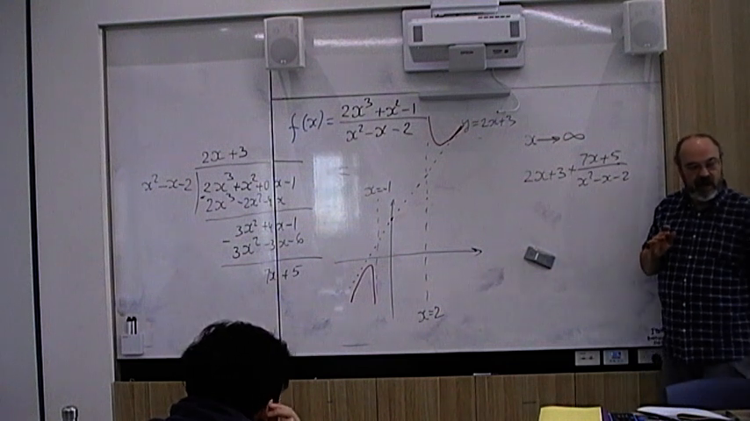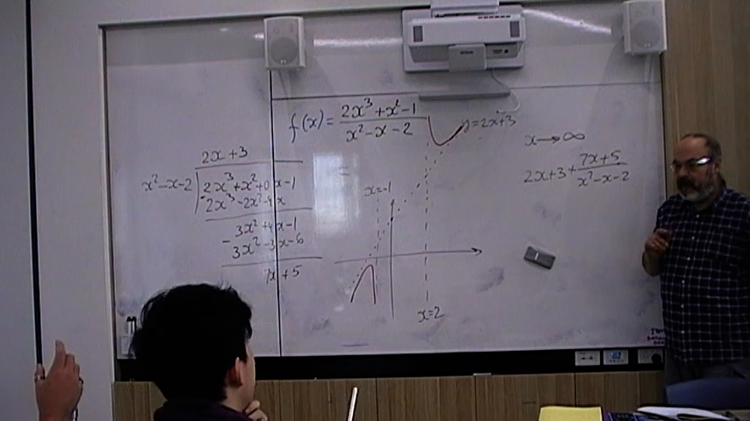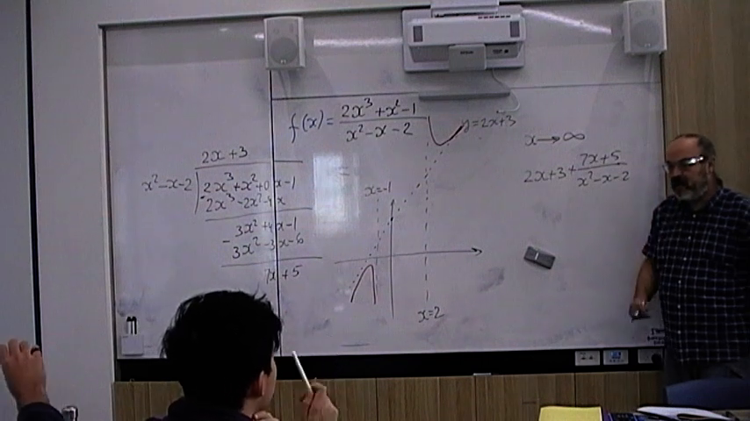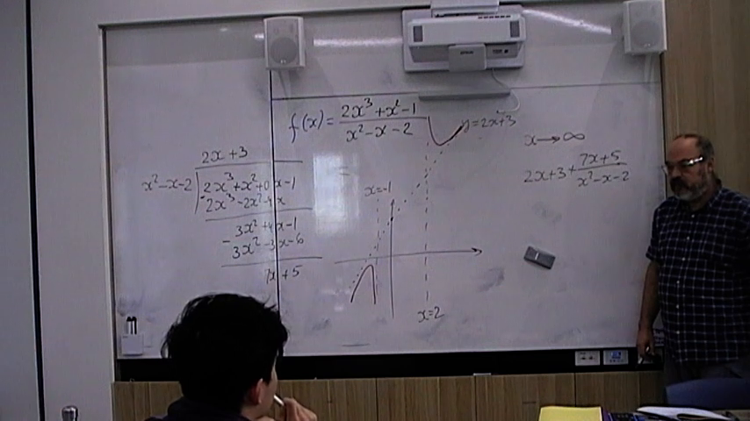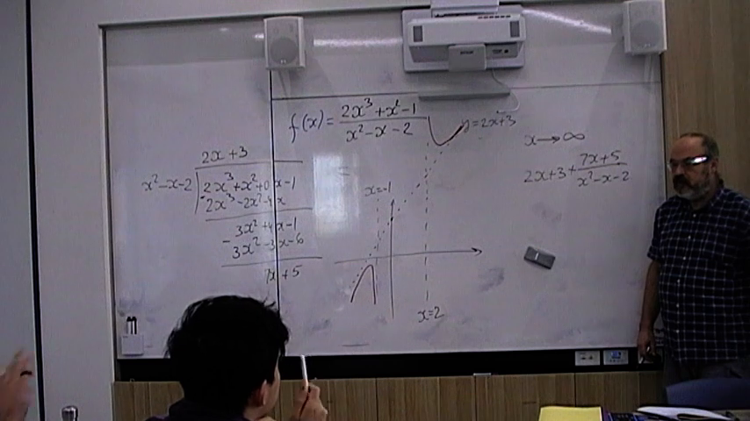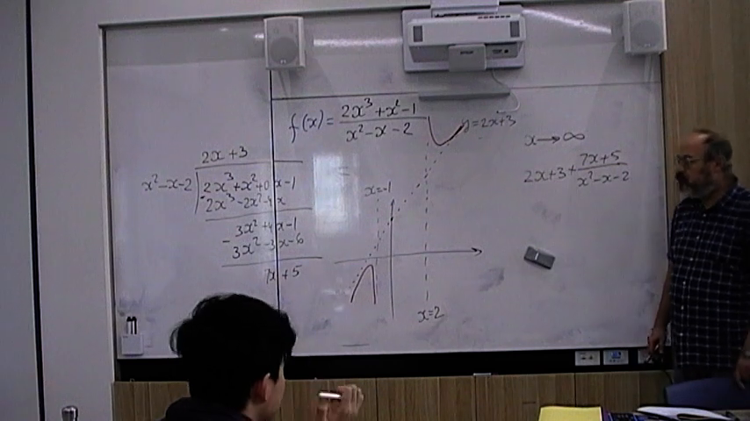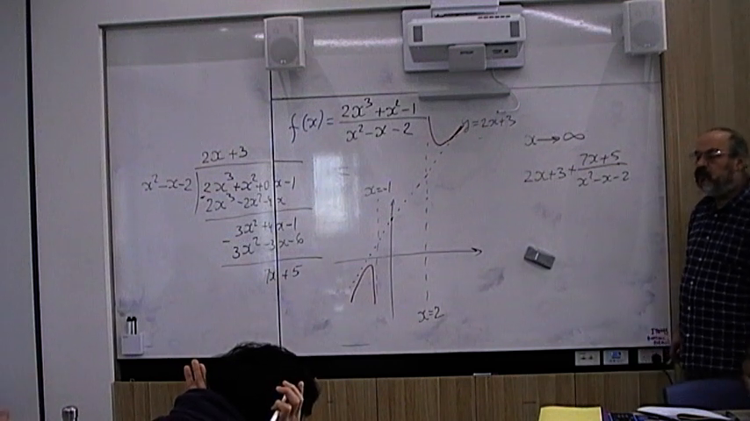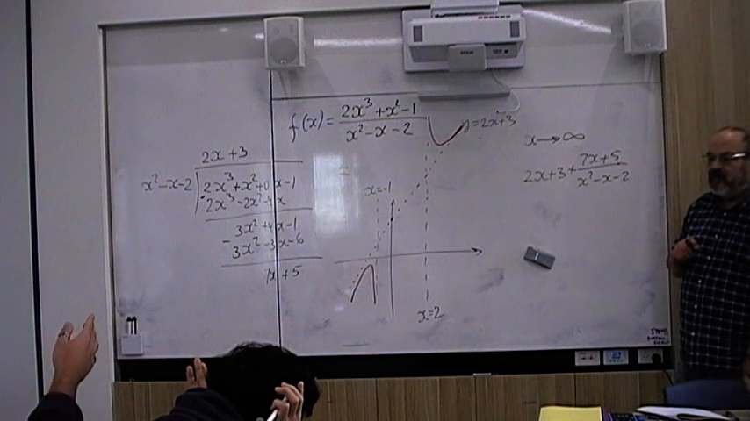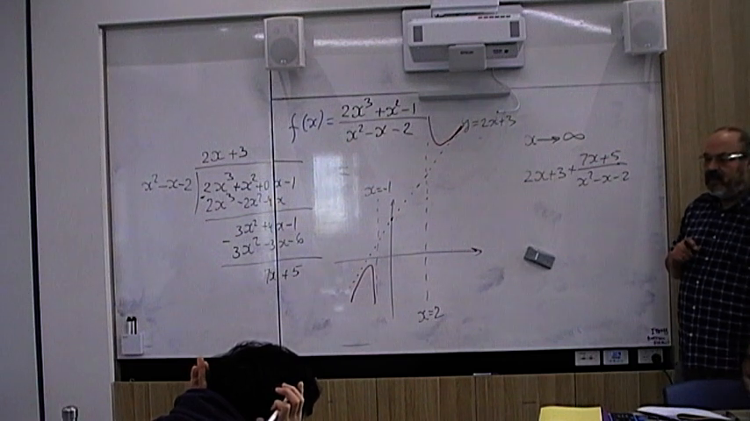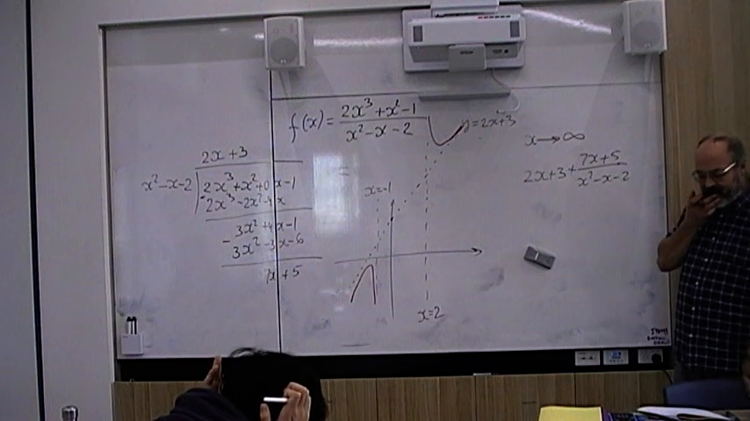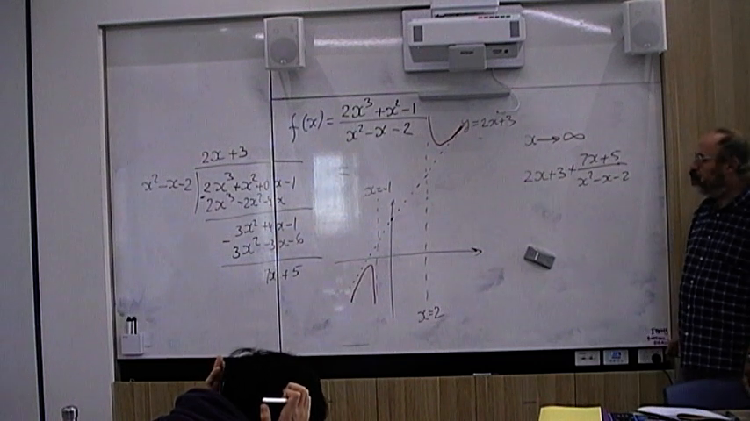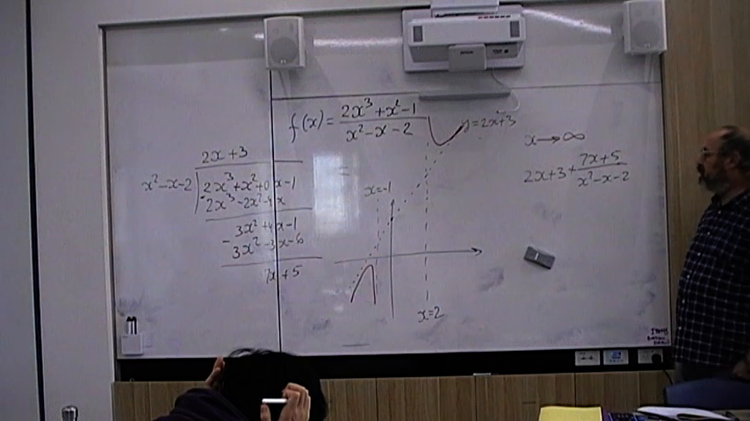Basically, the closer it gets to the x-axis, to the middle, the left-hand side becomes irrelevant and the right-hand side becomes really big, approaching infinity. And the further out you go towards infinity, the 2x plus 3 becomes dominant, and the right-hand side, 7x plus 5 over x squared minus x minus 2, approaches 0. So it's basically just 2x plus 3 out to infinity. Now, what happens in between?